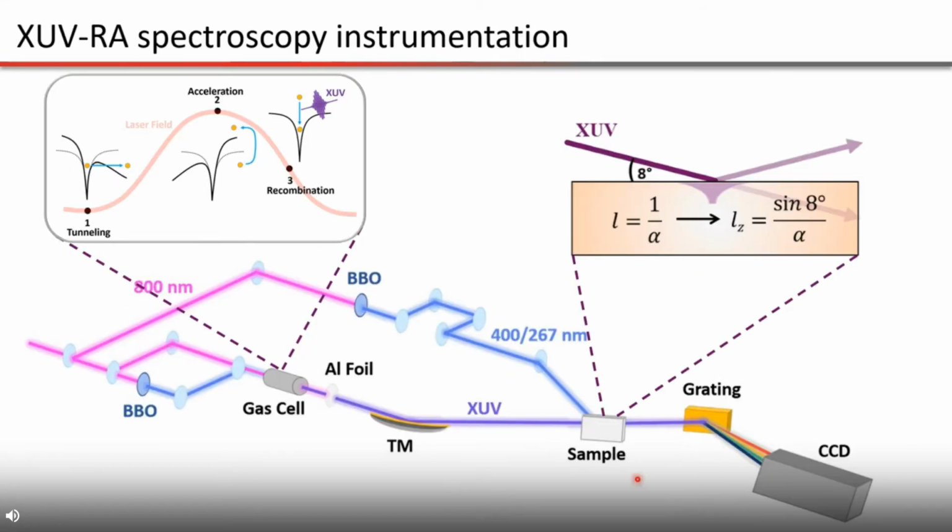So again, to highlight our specific instrumentation, we have this high harmonic generation taking place in the gas cell. We have our sample in reflection mode, and both beams are interacting with that sample.